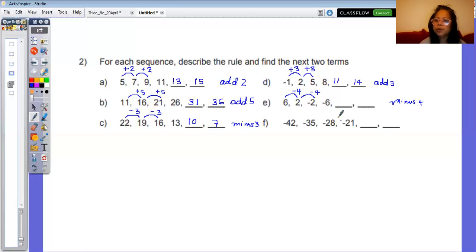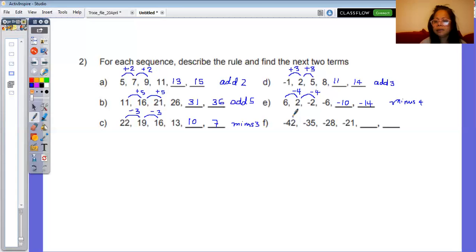So if you keep doing that, from minus 6, minus 4, if you think of the number line, means you move to the left. So you will end up at minus 10. Same thing, starting from minus 10, move to the left 4 units, you go to minus 14.